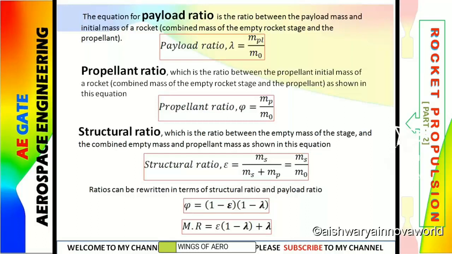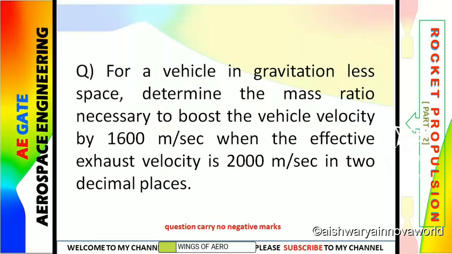Now I will skip to the problems. For a vehicle in gravitational-less space, determine the mass ratio necessary to boost the vehicle velocity by 1600 meter per second when the effective exhaust velocity is 2000 meter per second, in 2 decimal places. What has been given here is the vehicle velocity, that is the burnout velocity, and the VE value, and what we need to find is the mass ratio.